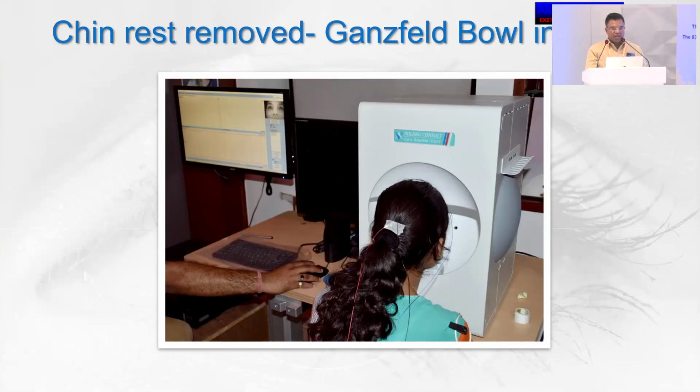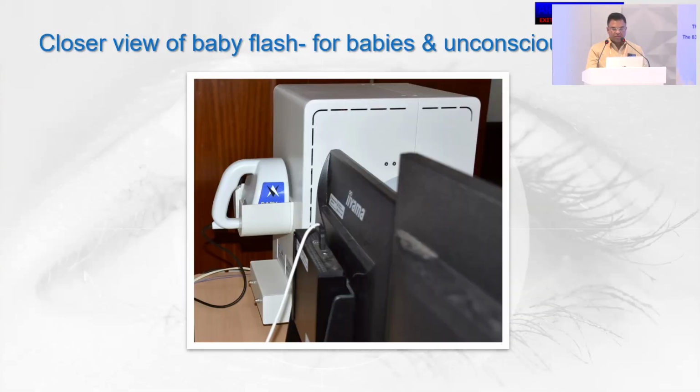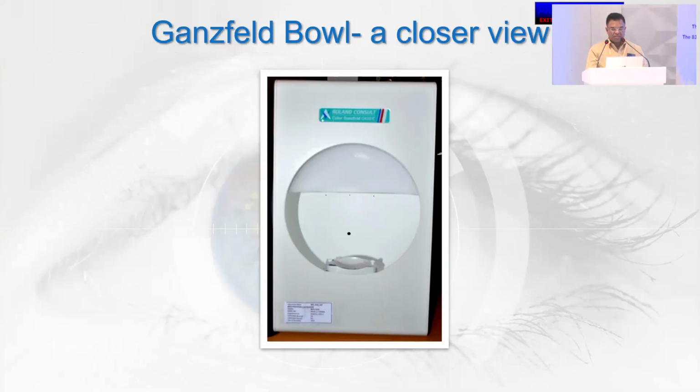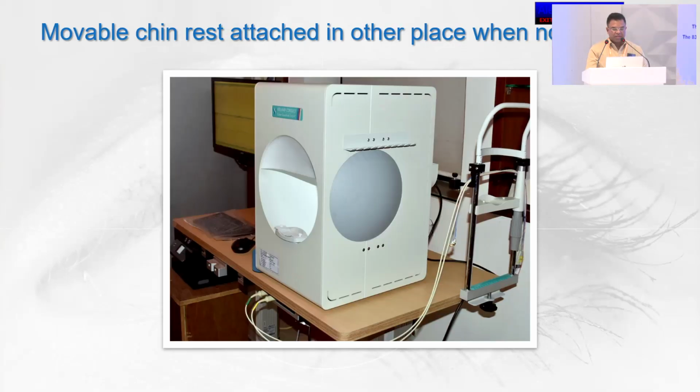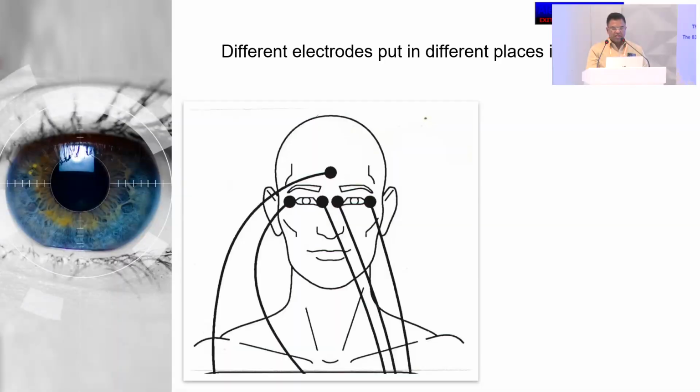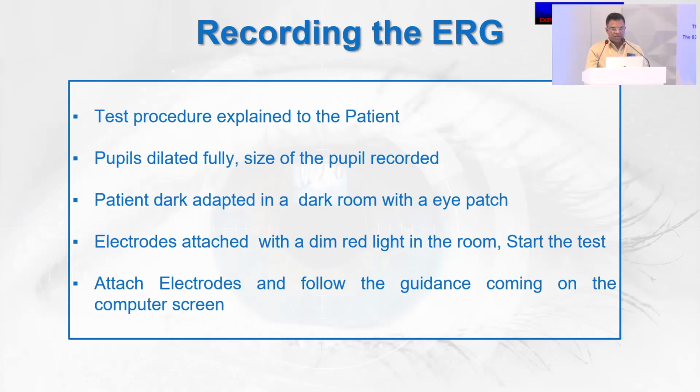Then after that, for flash, the chin rest is removed and we move to the Ganzfeld ball. This actually gives us a closer view of flash for babies and unconscious patients. Now this is what a Ganzfeld ball looks like. After the test, the movable chin rest is attached to another place when it is not required. This slide shows the different electrodes put in different places for different tests.